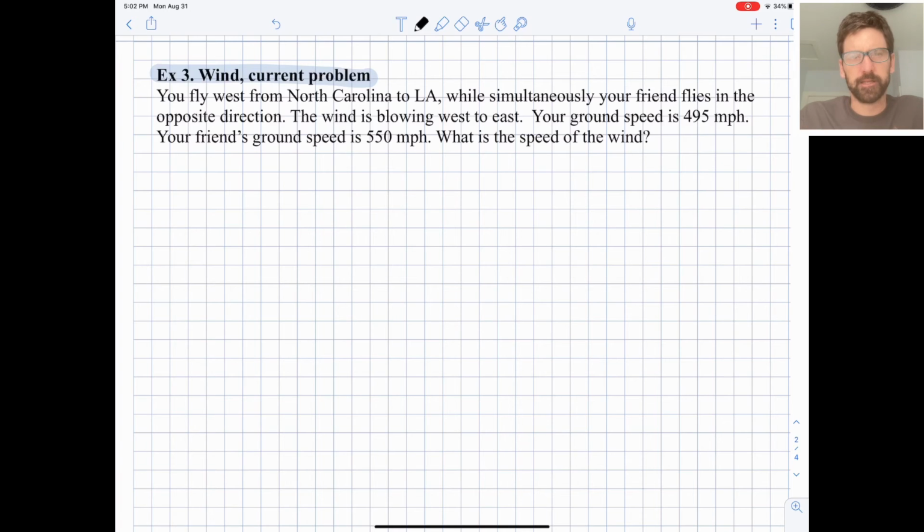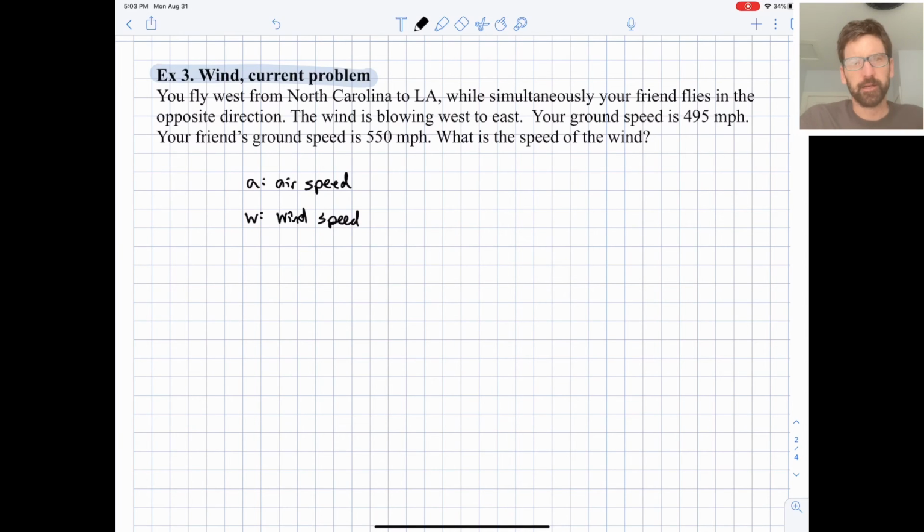Your friend has a higher ground speed because your friend has a tailwind, right? And you have a headwind. Okay? So let's see here. We can define a couple variables. Let's have A be your airspeed. And what's interesting about this one is you don't know what the distances are, and you don't know what the times are. You just know what the speeds are. And let's have W be the wind speed.